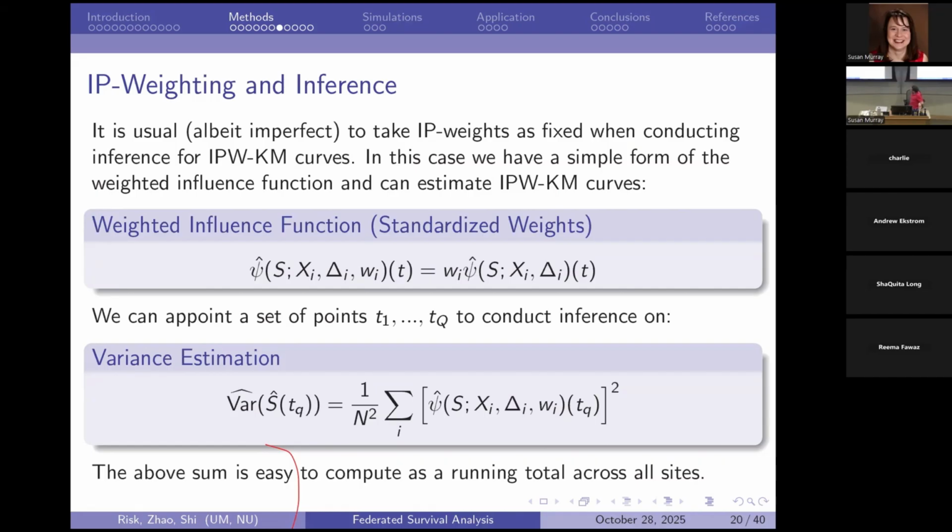And then in order to conduct inference, we can use the property that I referred to earlier, which is that we just take the empirical mean of the squared value of the influence function and divide it by n. And luckily, it's very, very easy to keep track of a running sum across a series of sites. And so you can do that for some arbitrary number of time points. And you can have a nice Kaplan-Meier curve with the confidence intervals that you would want.